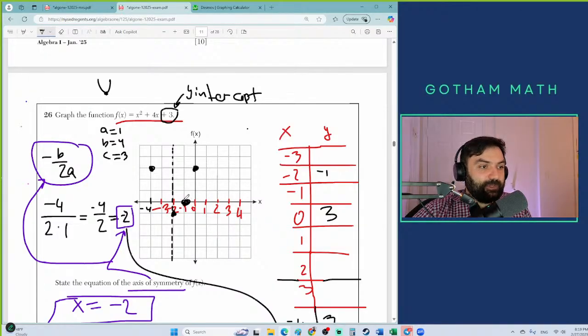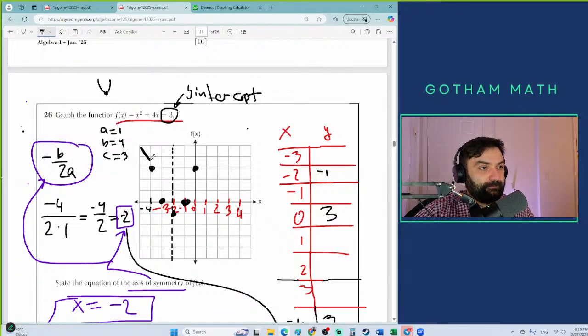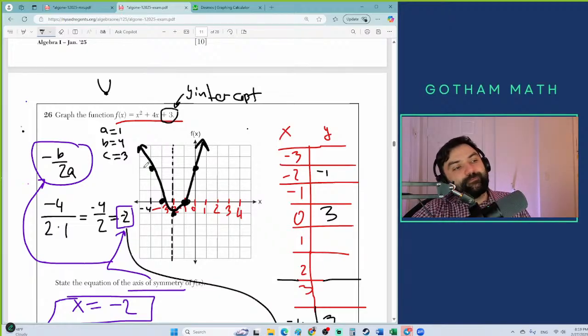And I'm going to have another point just like that on the other side of the axis of symmetry. And this is for sure enough, for sure. Let's connect it more or less well. And this is it. This is full credit.